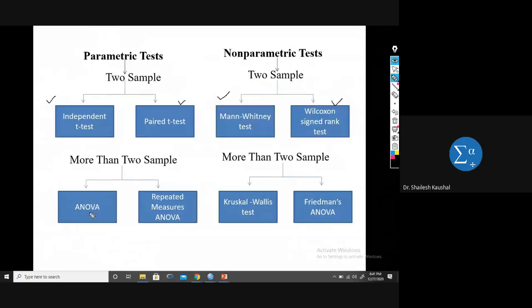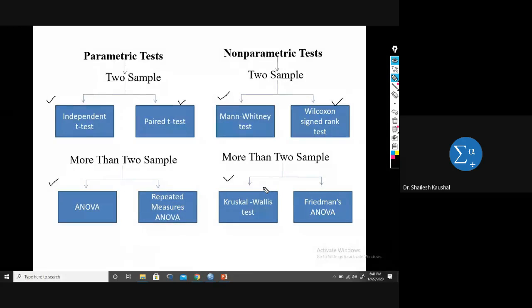Now third case, ANOVA. If my data is not normal, not homogeneous, then we go for the Kruskal-Wallis test. The Kruskal-Wallis test again compares several mean ranks.